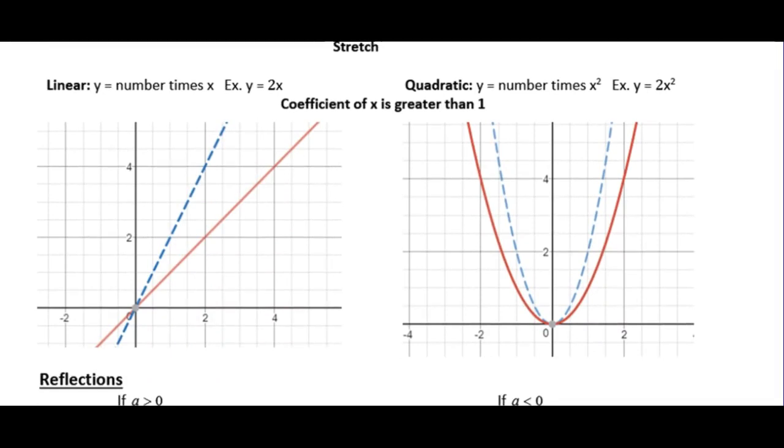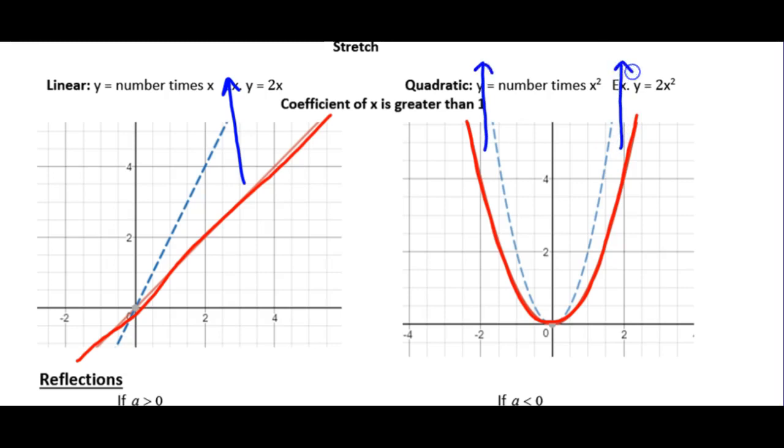Now the other type is a stretch. So how do you know when something is being stretched? Again, we're comparing back to our parent function. And when something is being stretched, it looks like it's being pulled up or getting narrower, more vertical. So if we look at the linear one, it's like the parent function is being pulled up and our line is becoming more vertical. And the same thing with the quadratic. It's being pulled up on both ends and it's being made narrower.